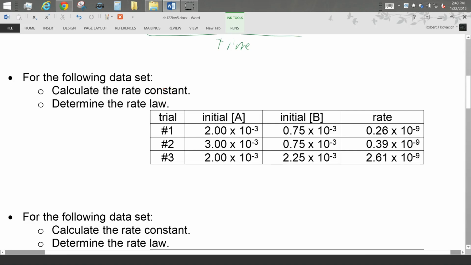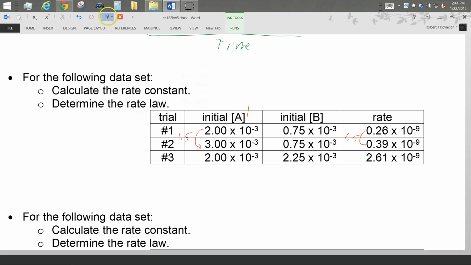Okay, so I'll start off with trials 1 and 2. And I'm picking 1 and 2 because A, concentration changes, and B, concentration stays the same. So in doing so, B has no effect on rate. So when I'm looking at this, I have a 1.5 change. That is the factor. If I want to go from 2 to 3, I multiply it by 1.5. And if I want to go from 0.26 to 0.39, I also multiply it by 1.5. So when does 1.5 equal 1.5? When the exponent controlling 1.5 is a 1.